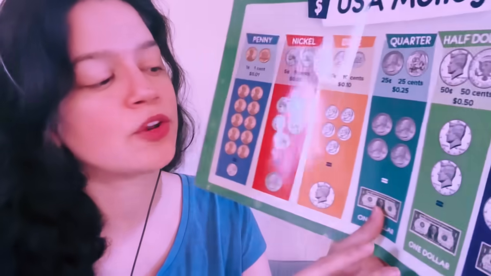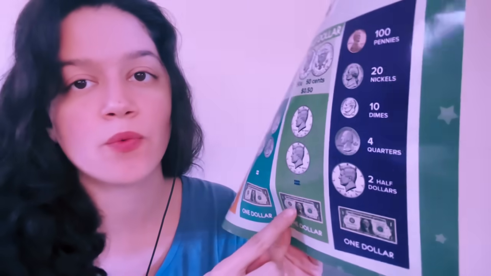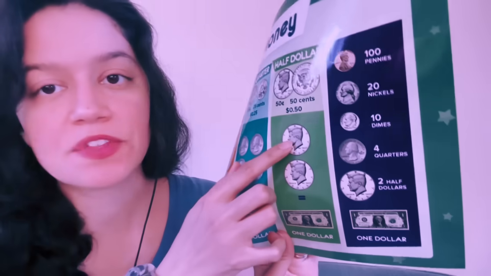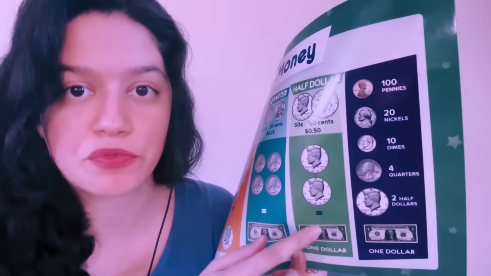Now, in order to get to $1, you need two half dollars to equal $1. Each dollar equals 100 cents. So, one of these coins is 50 cents, and the other coin is also 50 cents, equaling 100 cents.